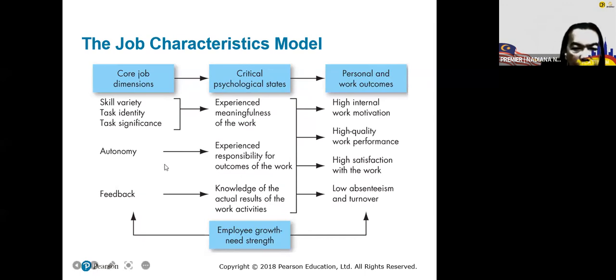If they have the autonomy, they will experience responsibility for the outcome of the job under the critical psychological state. Then under the personal and work outcomes, they will produce high quality work performance, high satisfaction with the work, and low absenteeism. Feedback is the knowledge of the actual results of the work activities, and they must give feedback. That is how they produce the employee growth need strength, between the three dimensions. Okay?